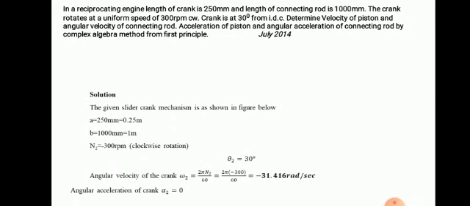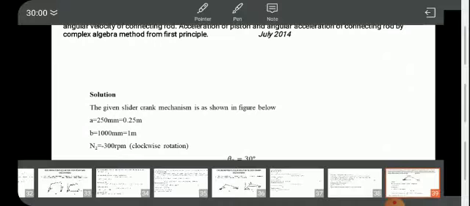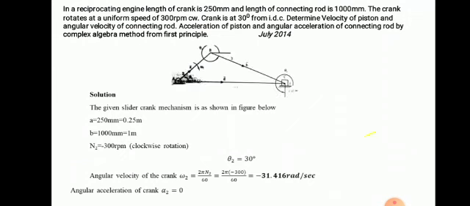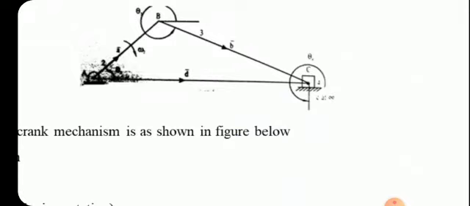We know that in the last class we discussed many formulas for the slider crank mechanism and 4-bar mechanism. It is a reciprocating engine. Now let us see what data are given. The given slider crank mechanism is as shown in the figure below. According to the figure, you have to get the equation.